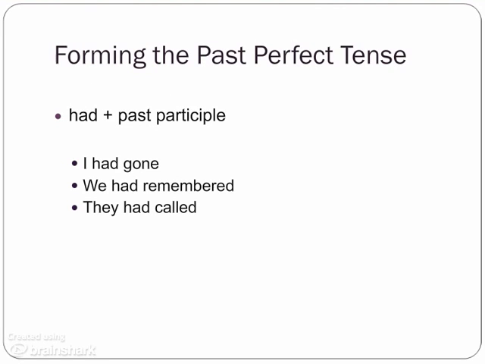Okay, to form the past perfect tense, we basically just take the verb had plus the past participle of the verb that we intend to use. So this is very simple to form. I had gone, we had remembered, they had called. It's a very easy way to form the past perfect tense.